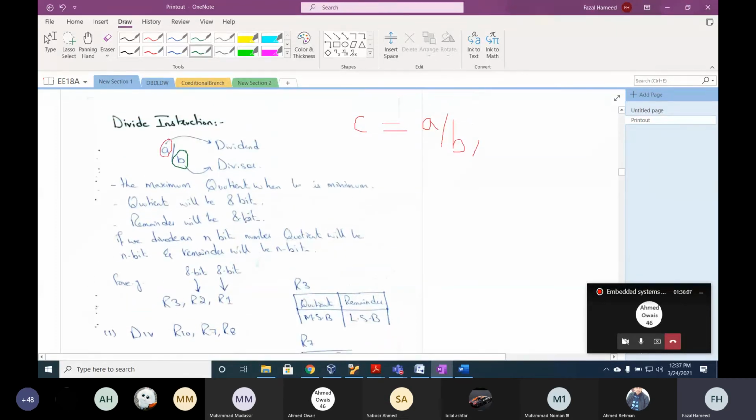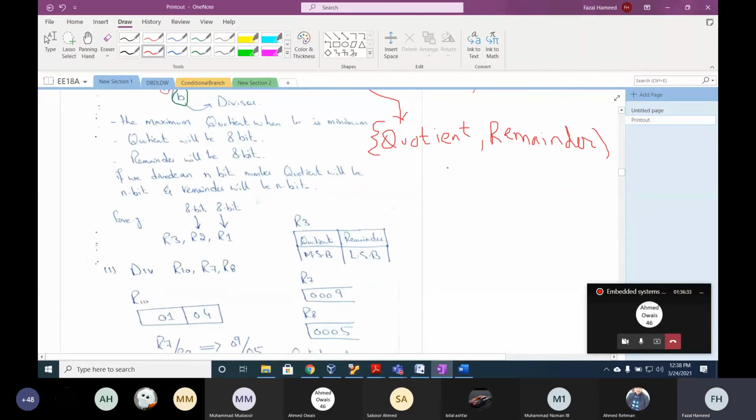Now if we do any kind of divide operation, we have two results. So C will contain two portions. One is quotient and another is remainder.